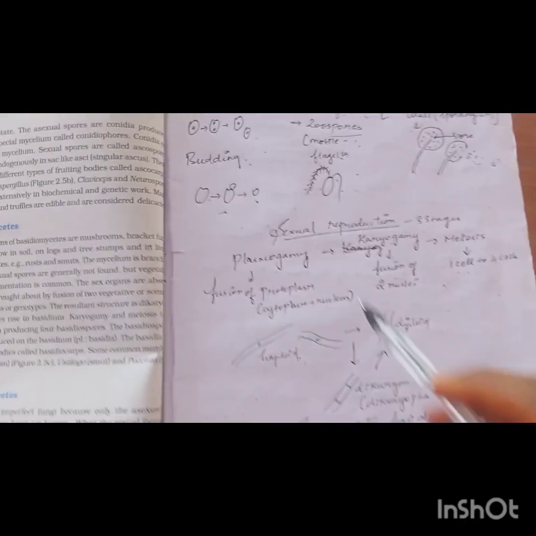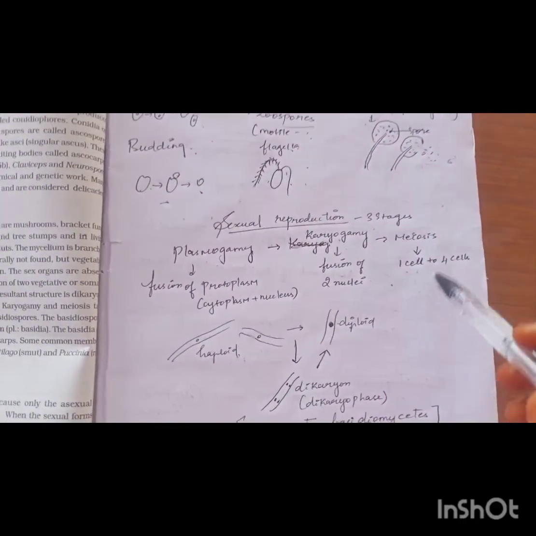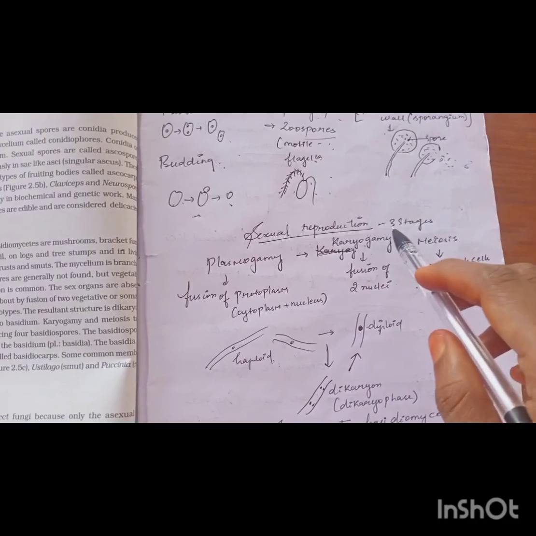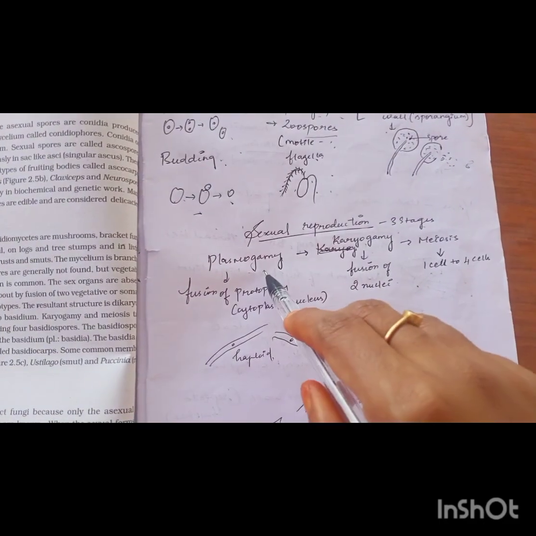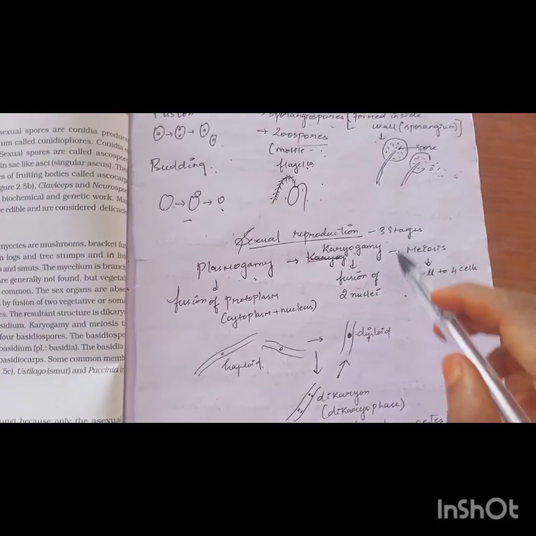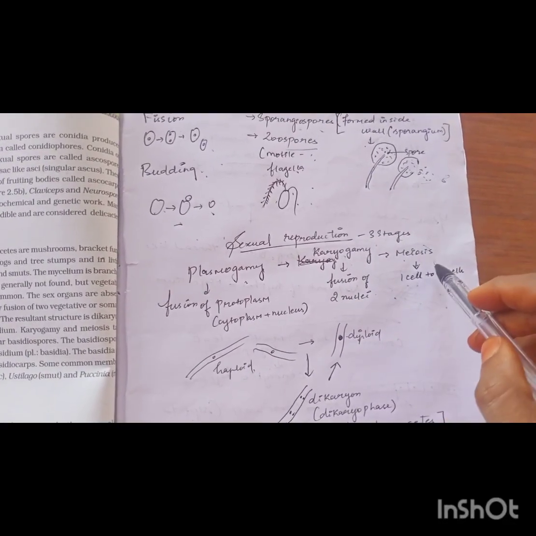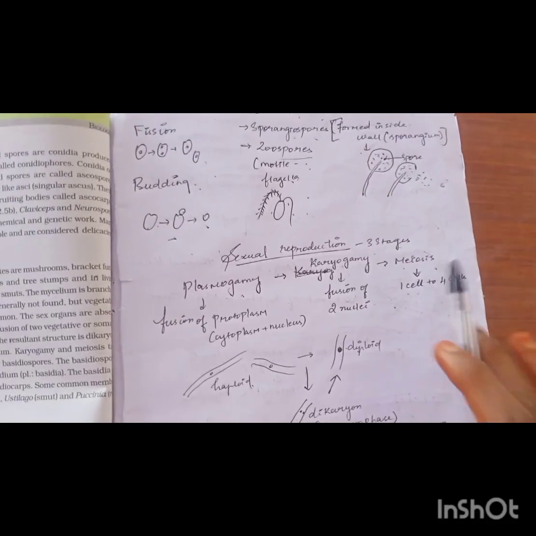So what is sexual reproduction? Sexual reproduction involves some fusion. Something will be joined. It takes place in 3 stages. The first one is plasmogamy, the second one is karyogamy, followed by meiosis. About this meiosis we will see in a detailed manner in the cell division chapter. Now I will just say what it is.